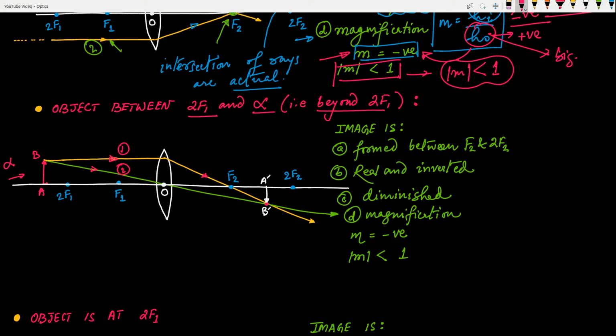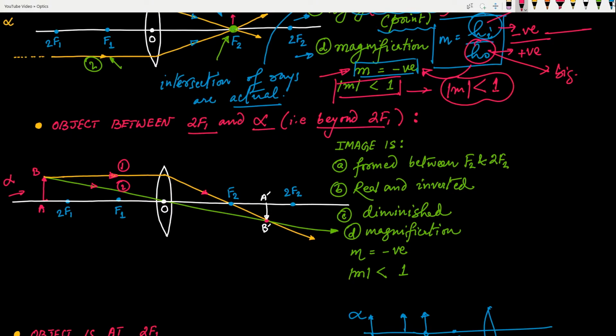Simple as that. Now let's look into the property of the image. So actually the image is formed between f2 and f1, as you can see in the ray diagram. Now number 2, you can see that the image is real and inverted. Now why is the image real? The simple reason is that the image is formed due to actual intersection of rays. As you can see here, this line and this ray are actually intersecting. Therefore the image that is produced is known as real image. Simple as that. I hope this is clear.